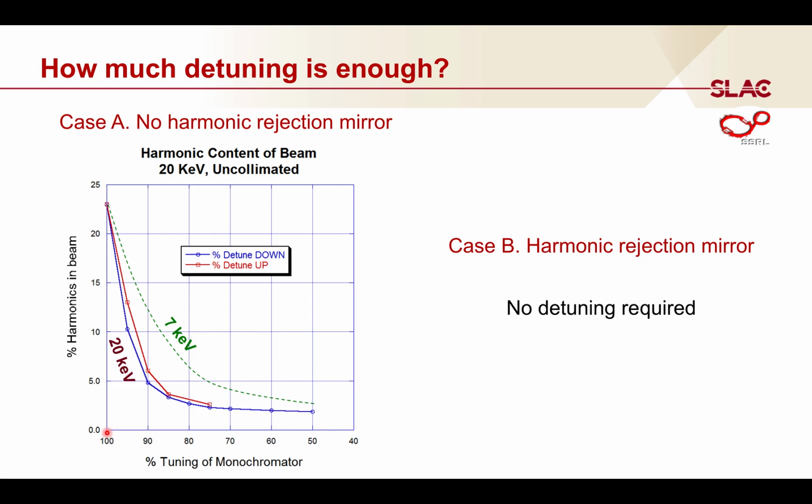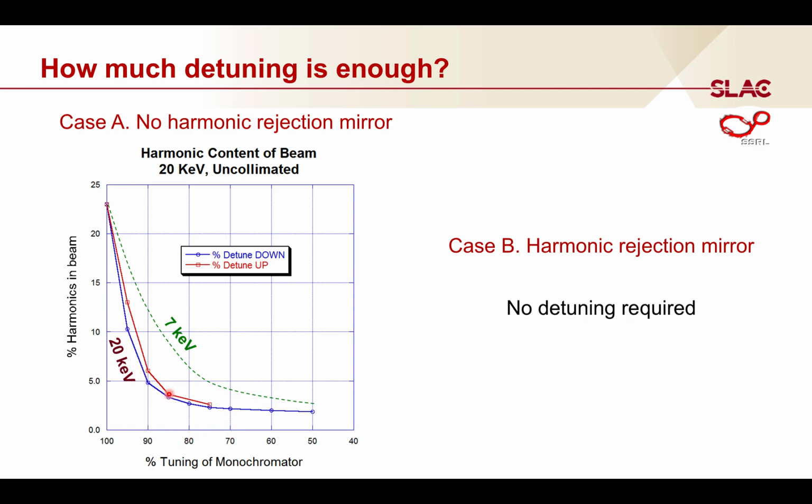So this is the percent of the beam that you have. So 80% detuning means you're throwing away 20% of the beam by rocking that second curve off reflection. Vertical axis here is the percent of the harmonics in the beam. And you can see that as you detune, the percent of harmonics goes down, but eventually it becomes asymptotic. You really want to get out toward the asymptote before you stop detuning. So for 7 keV, you see you have to throw away about 30% of the intensity.